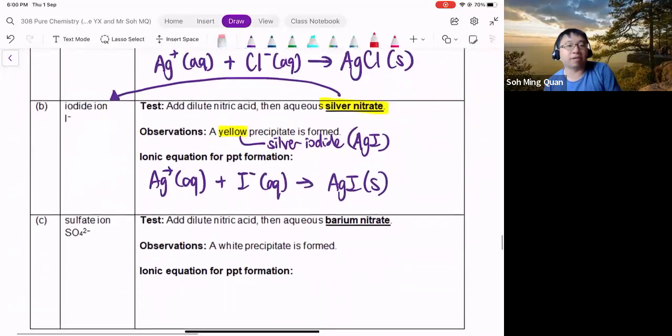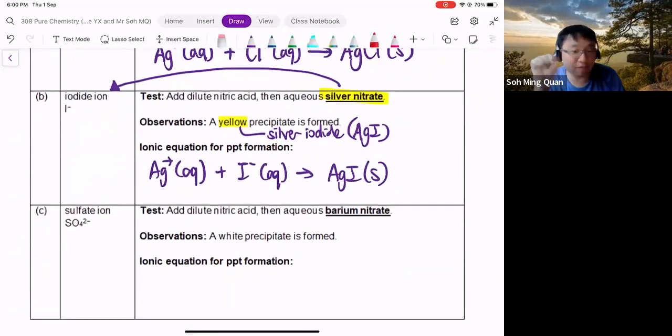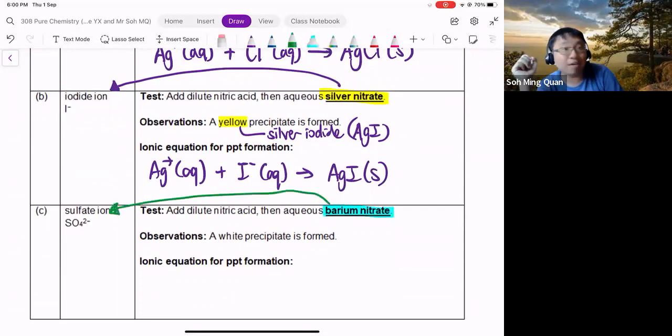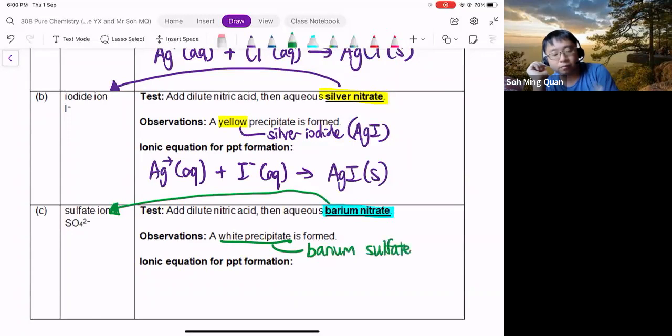All right, so next we want a sulfate test, also quite similar sounding, right? Similar sounding, but the chemical is different. So to test for sulfate, we use barium nitrate. Just now, for chloride and iodide, we use silver nitrate. Now for sulfate, barium nitrate. So you form a white precipitate. The white precipitate is barium sulfate. Okay, so write the equation.